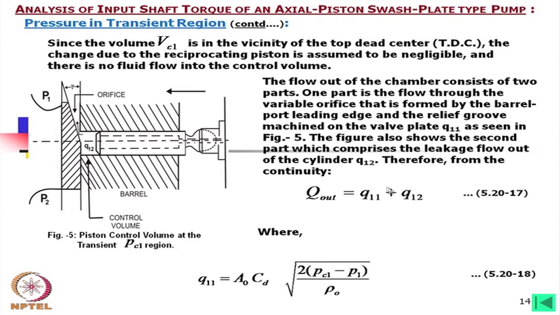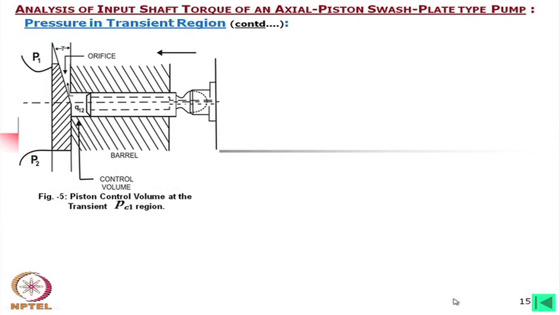Now, again, to find such leakages we have considered the orifice equations, where we must estimate PC1, and P1 is the suction pressure, CD is the coefficient, and A0 is the area, which we should calculate very carefully for that situation.